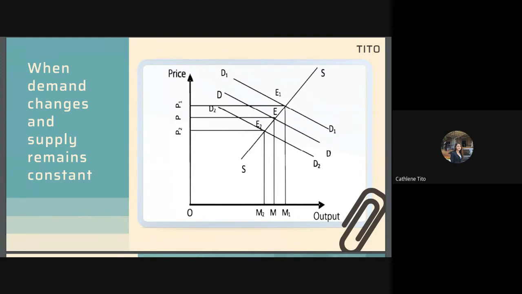Whereas the negative shift is the one that goes down from D to D2, or from E to E2, resulting in a decrease in price from P to P2 and output or quantity from M to M2. To conclude, the diagram shows that there is a positive relationship between the demand and price, as well as a positive relationship between price and quantity or output. In short, this diagram just illustrates the law of supply.